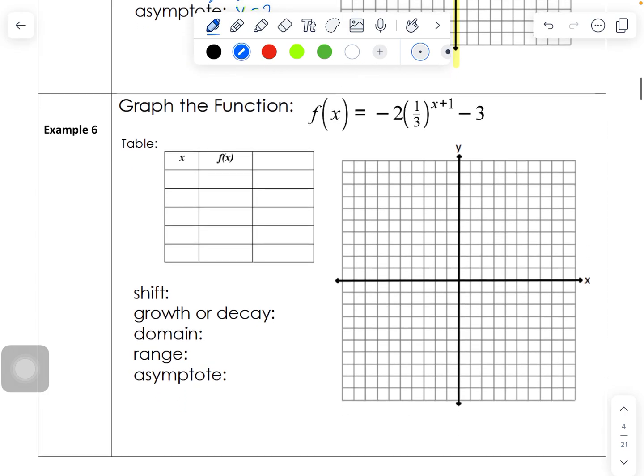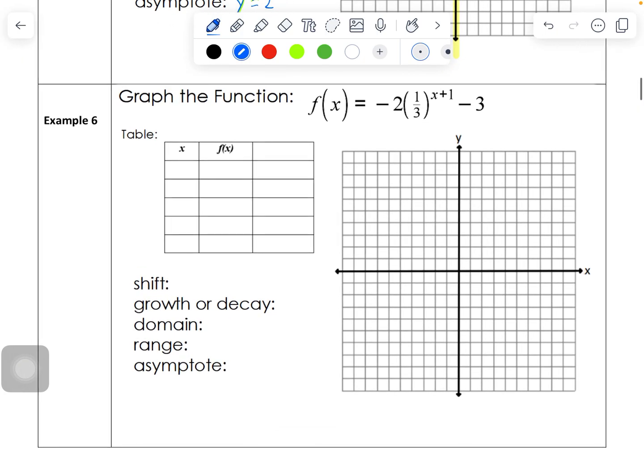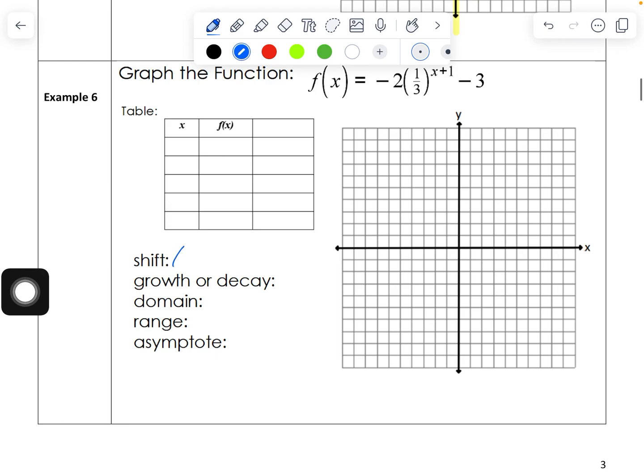Continuing on here. Now we've got a little bit of everything. We've got an a value, we've got an h and a k, and we have a different value that we haven't seen for our b value. So the first thing I'm going to do is list my shift point, which x plus 1 is the opposite. So we want to think of that as a -1 and a -3. So that's going to be our shift point.